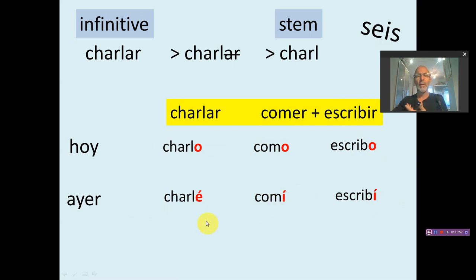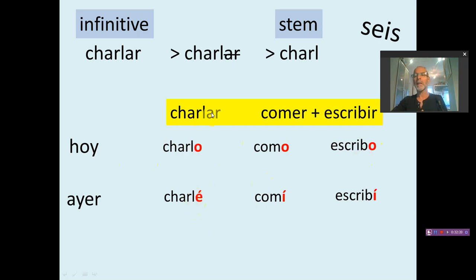Spanish. And it's not easy, this, to grasp, so this is an introduction for you, and some of you will get it immediately, others might need to maybe rewind this video slightly and have a look and think about it in a bit more detail. So present tense is easy, it's just an O on the end. Charlo, como, escribo. Past tense, slightly more complex.